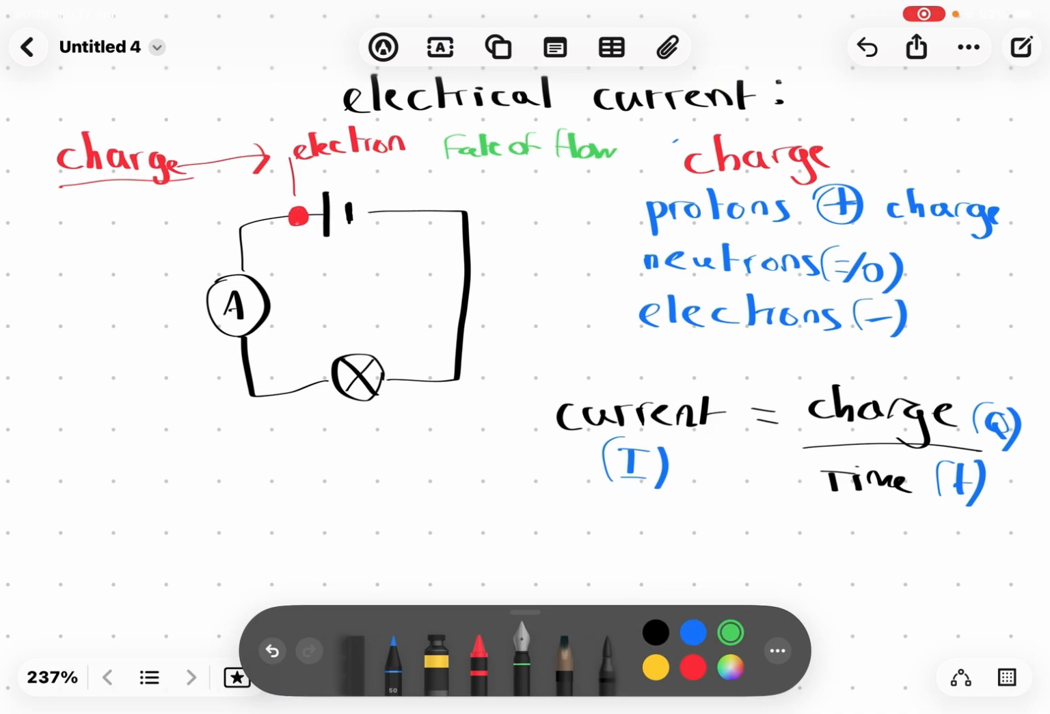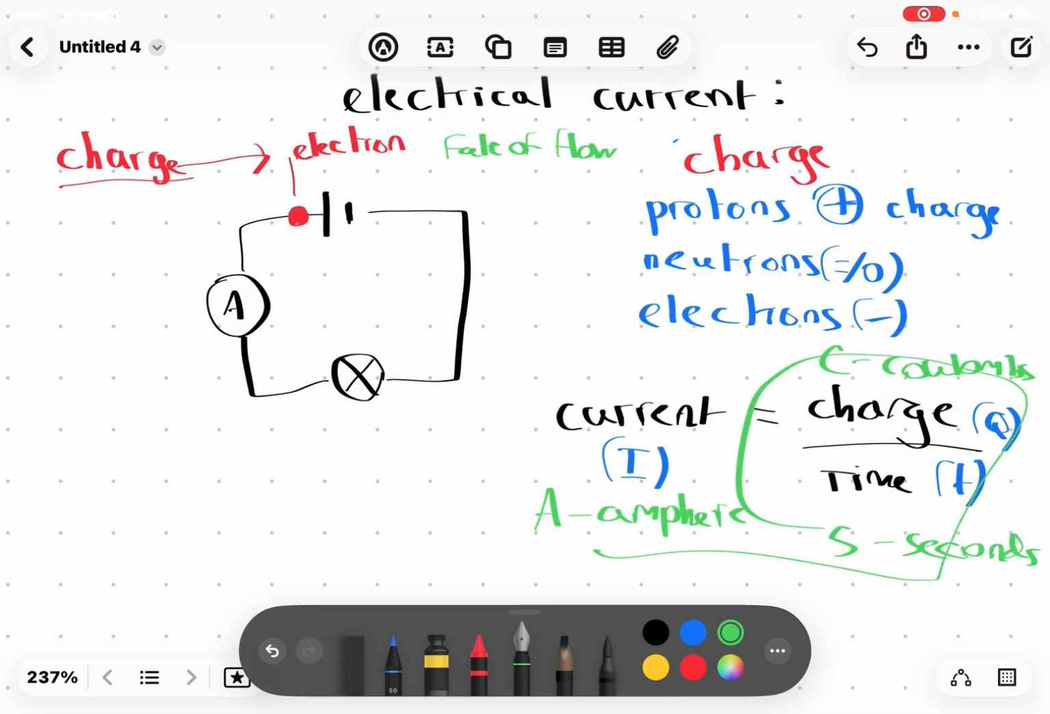And more importantly, I think, are the units. The unit for current is capital A, which is ampere. For charge, it's C for coulombs, and for time, it's S for seconds. So these are the units, what they're measured in basically.